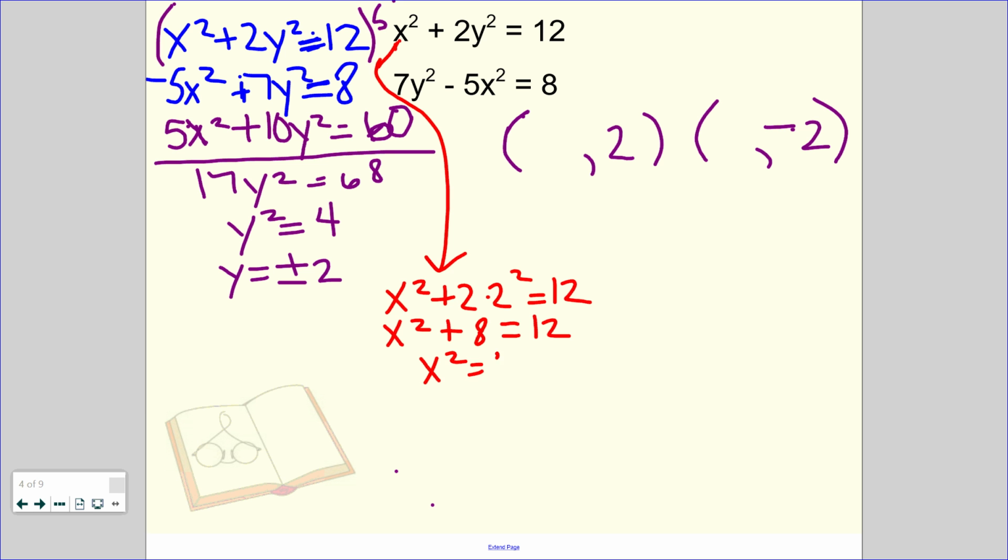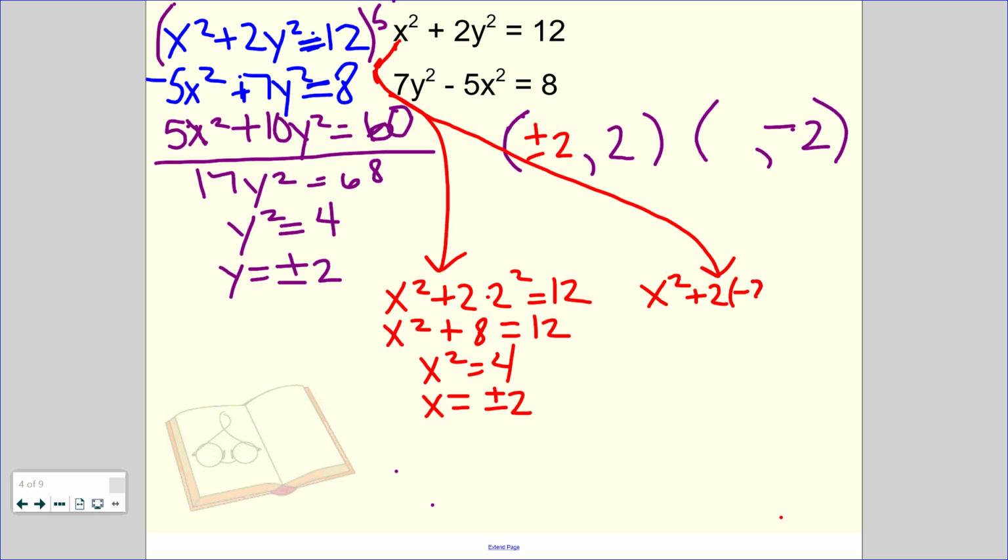X squared equals 4. And again, we're taking the square root, so we have a plus or minus 2. So I'm just going to put that in there right now. We'll expand that out in a second and talk about what that means. Let's say I use, again, that top equation and plug in negative 2. So negative 2 squared gives me 4 times 2 will give me 8. And hopefully you're noticing that's the exact same thing we saw a second ago. So we know we're going to get x equals plus or minus 2 there as well.